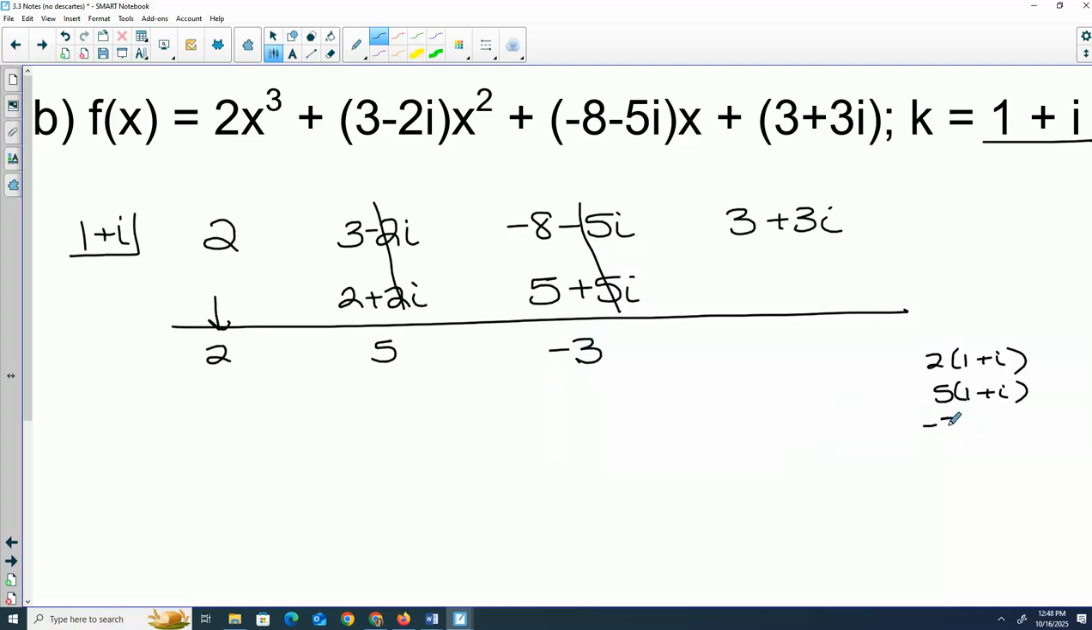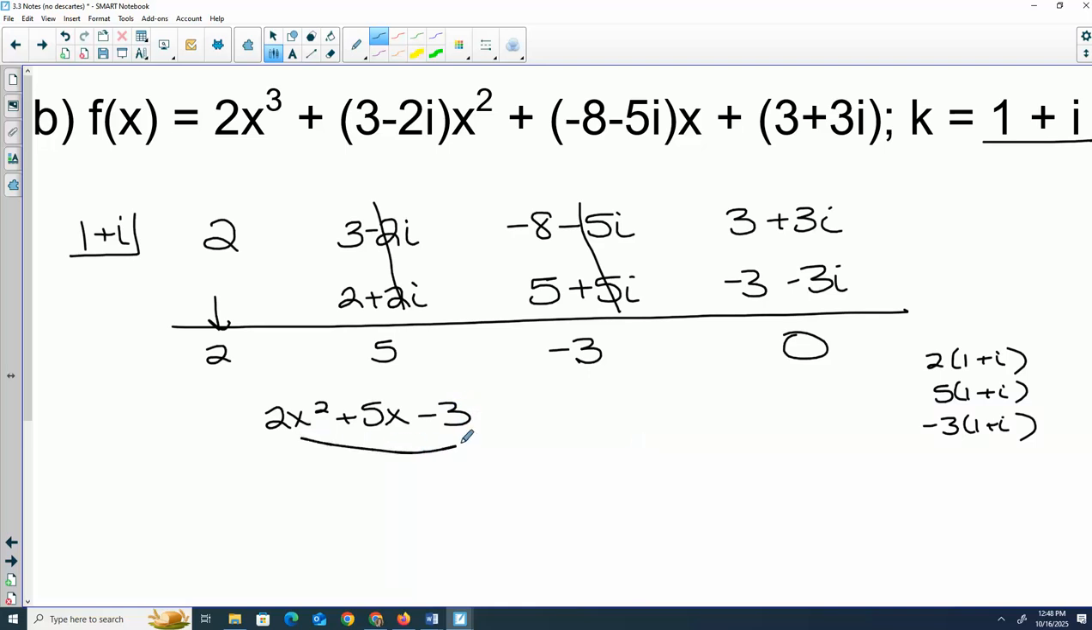Negative 3 times 1 plus i. And lo and behold, it's all 0, which we knew it had to be because I already told you that was a 0. So think of what we have left. This is 2x squared plus 5x minus 3. Is that something we can factor?